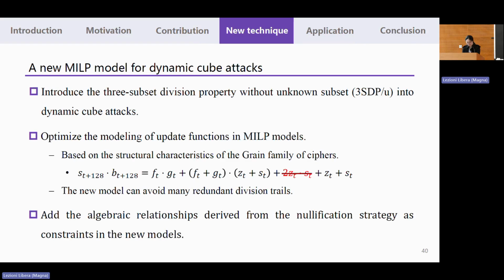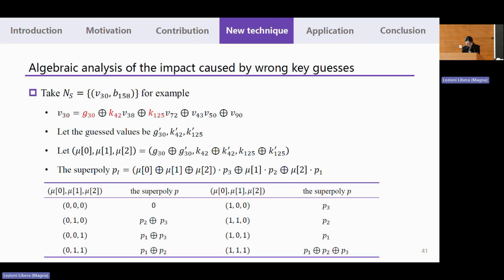The second improvement involves optimizing the constraints of the update function of the Grain family of ciphers used in the MILP models. In the original model, the monomial marked in red appears in the following equation, which leads to redundant division trails in the model.